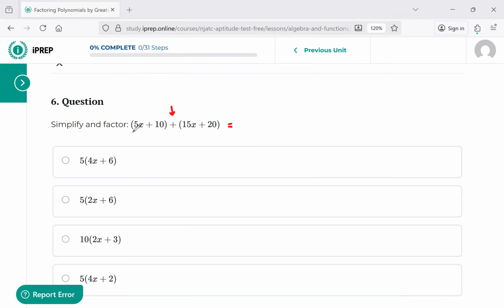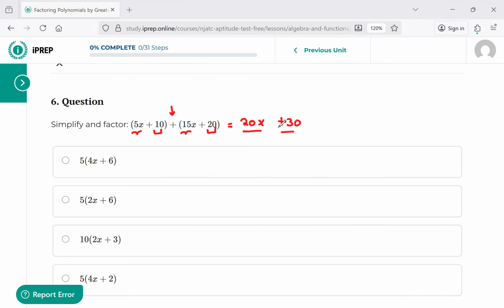So let's start collecting like terms. Let's start with our x's. What is 5x and 15x? 20x. And then what about our constants? What is 10 and 20? 30. Then what you're going to do is factor out a GCF.